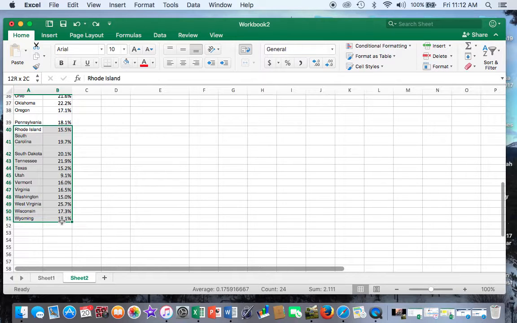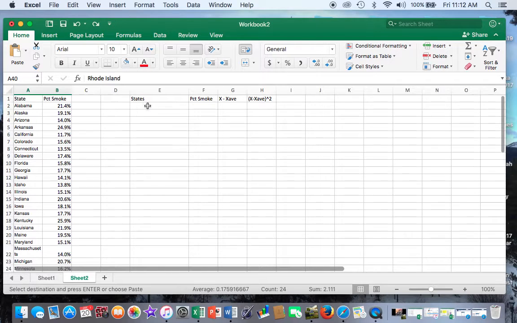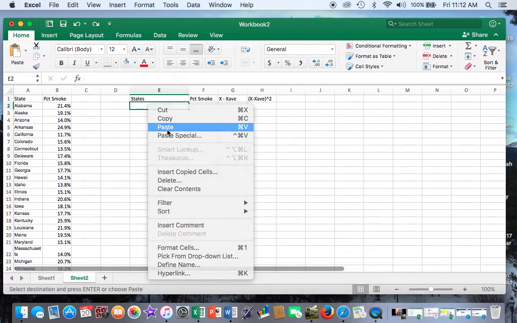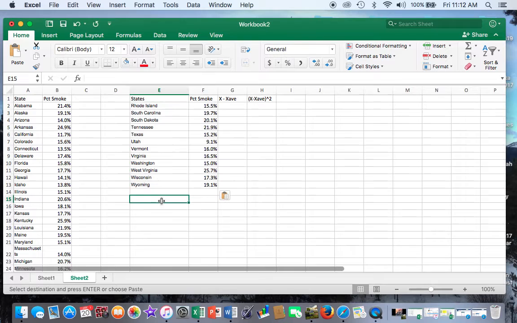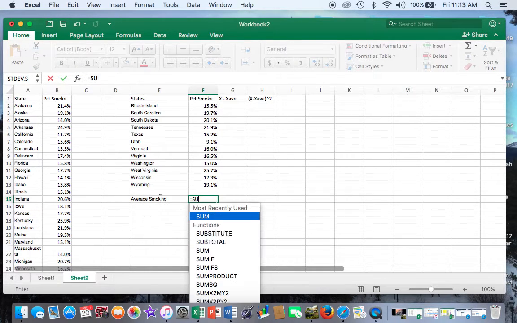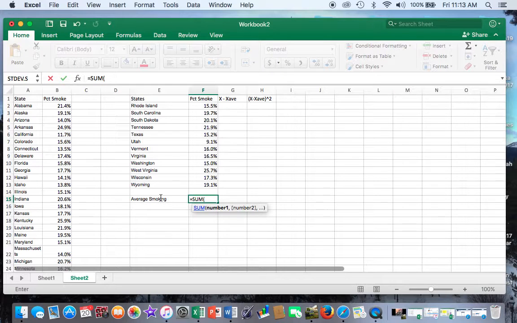So if you two-finger click or double click on copy, I'm going to bring them up here and put it right here with paste. Okay, so now the first thing I need is the average smoking for just these 12 states. So we'll call this average smoking. And that is equal to, the command is sum, and we want to go from F2 to F13, and then we will divide that sum by 12.